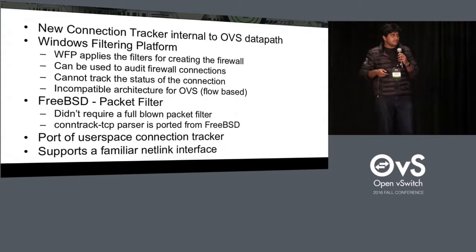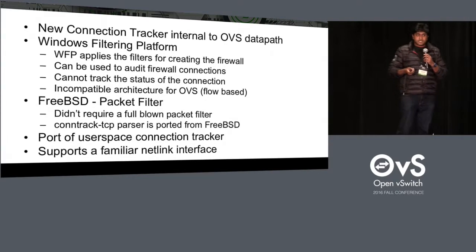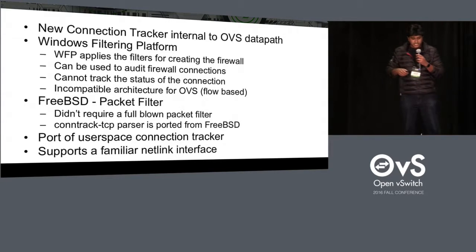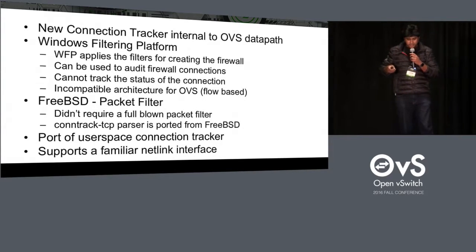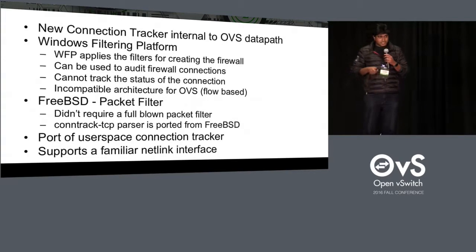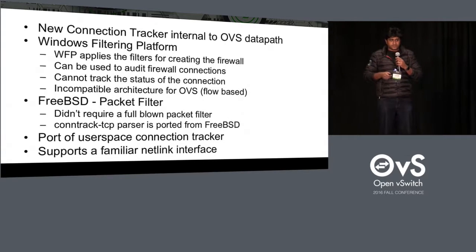While doing that, we looked at other alternatives. One of them is the Windows Filtering Platform that you see over there. It's native to Windows. It lets you create firewall policies, and it also lets you audit the firewall connections to see how many packets have gone through this particular policy and things like that. However, there were two main flaws with that approach, or at least it didn't fit into our pattern. One was that it wouldn't let us query for the connections as such. If we wanted to see the current status of a connection, we could not get it easily through WFP. The other was that it's incompatible with OVS. OVS is more flow-based, whereas here it's a lot different. So we couldn't exactly leverage WFP out of the box.